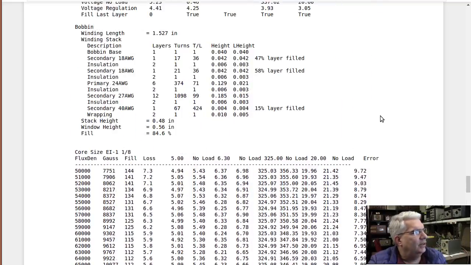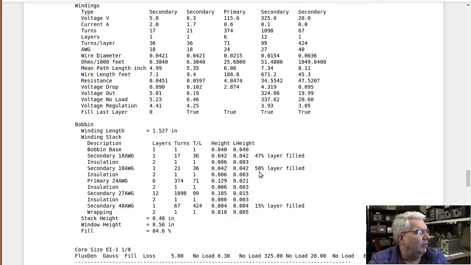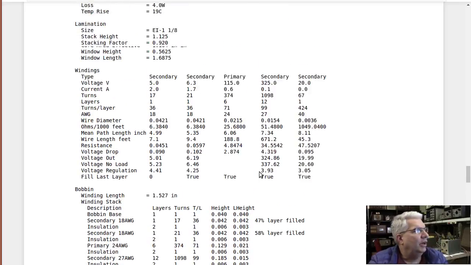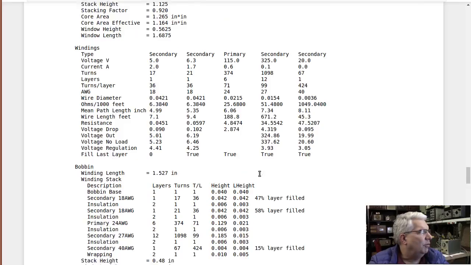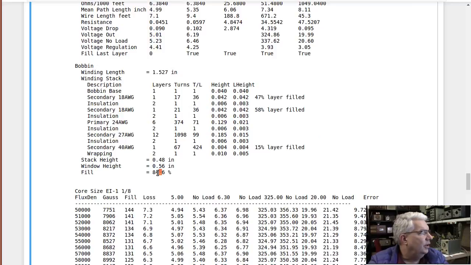In this particular case, these two numbers are more than 100%, so it's not going to work out. But we could monkey with this a little bit more and get all that to work, but we don't need to because our fill is 84%. So what I'm going to do from this point on is wind some power transformers for this power supply that I'm working on for my bench. We'll go ahead and verify that a lot of this design procedure actually works.